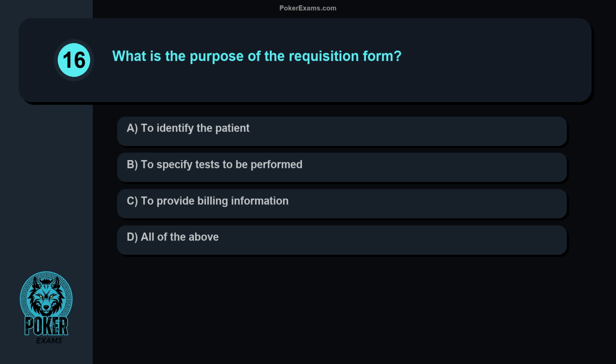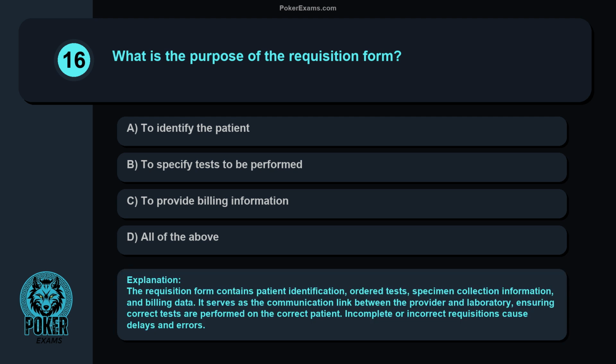Question 16. What is the purpose of the requisition form? To identify the patient. To specify tests to be performed. To provide billing information. All of the above. The requisition form contains patient identification, ordered tests, specimen collection information, and billing data. It serves as the communication link between the provider and laboratory, ensuring correct tests are performed on the correct patient. Incomplete or incorrect requisitions cause delays and errors.